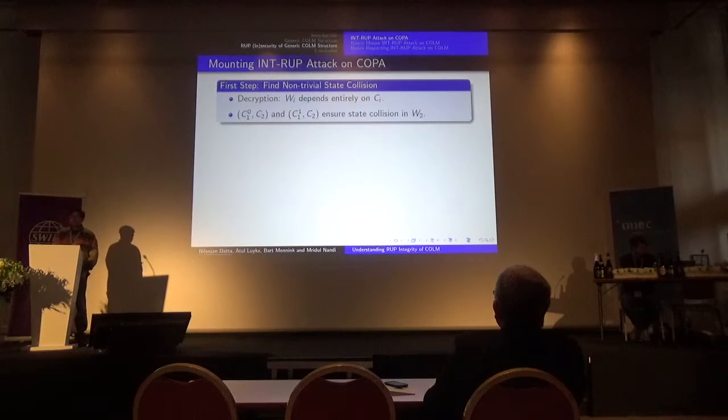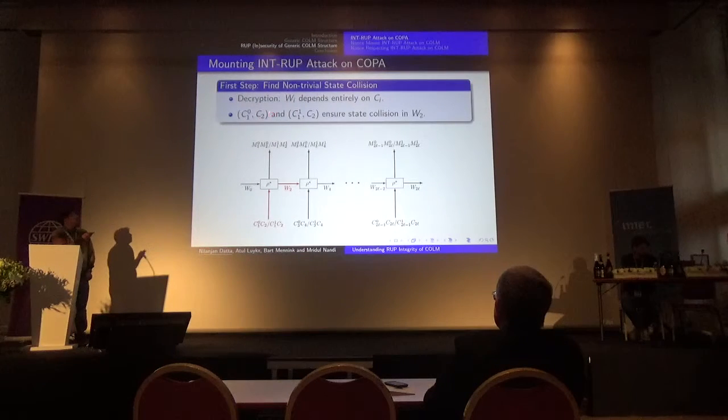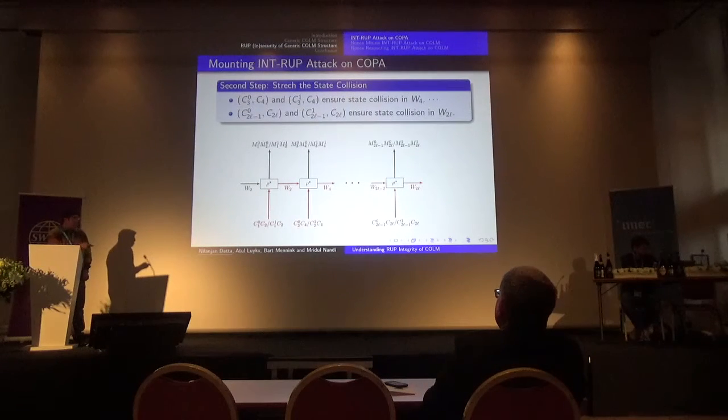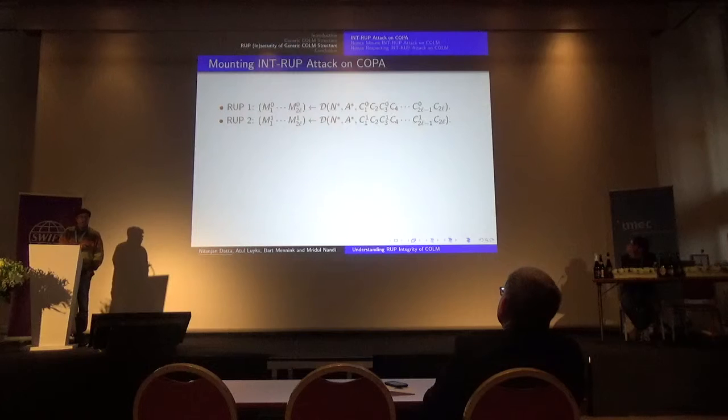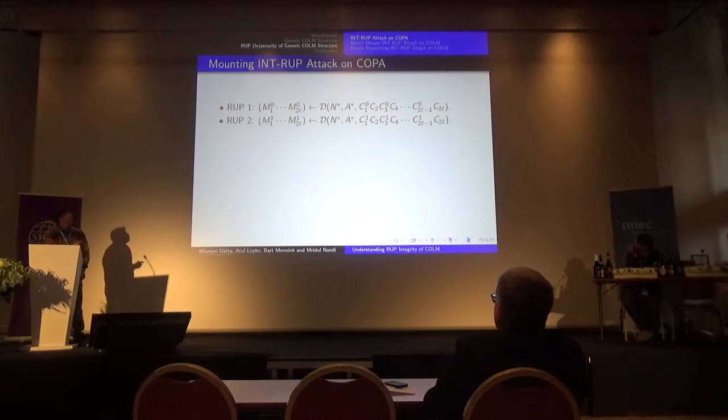And this essentially gives that if I make a two-block chunk like C1' and C2, any two-block chunk, where the second block matches, then it ensures that there is a state collision in W2. So for these two, the second block matches, so it would give the same W2. Similarly, if C4 matches, it will give the same W4. As C12 matches, it will give the same W12. So keeping this property in mind, one can make this INT-RUP attack on COPA.